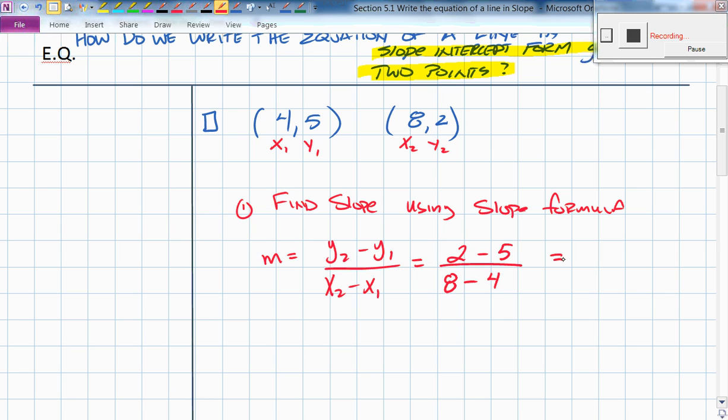What is 2 take away 5? 2 subtract 5. Everybody, anybody, share it out. Negative 3. Very good. What is 8 take away 4? It's 4. Good. So what is the slope of this line? Who guessed negative? Raise your hand. Oh, now all these people.